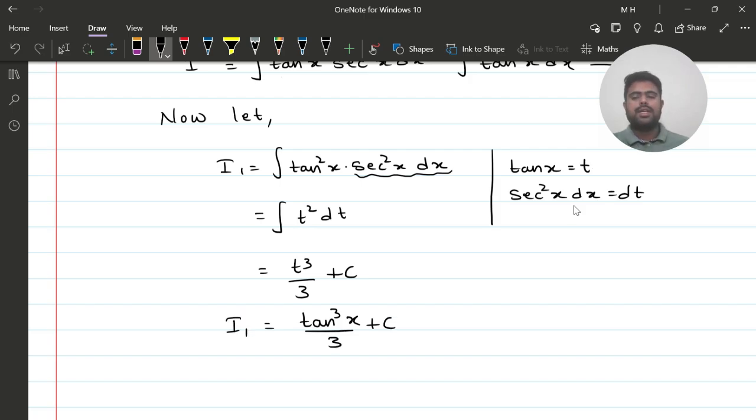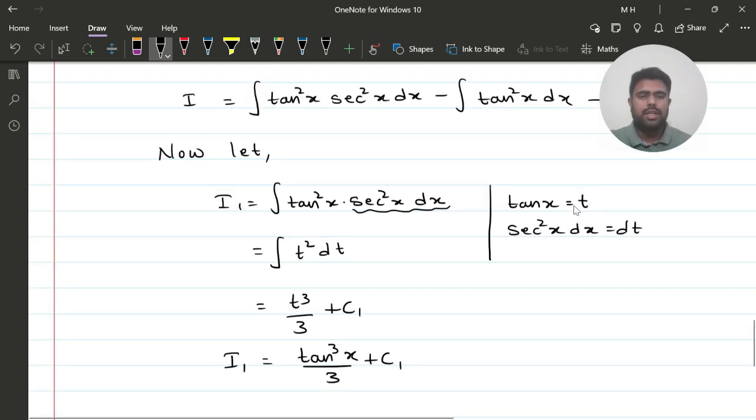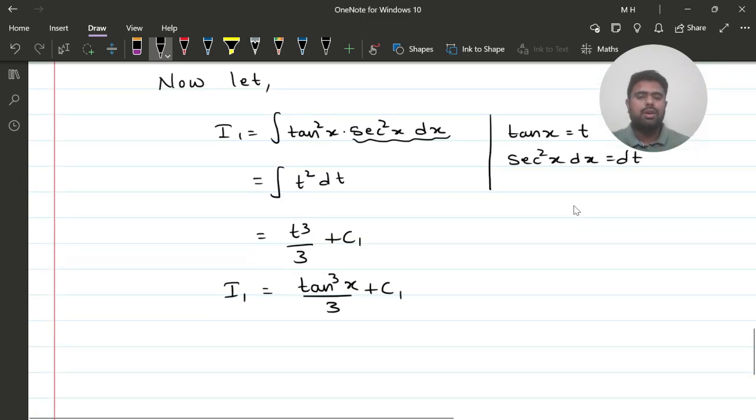So t cubed would be tan cube x by 3 plus c. I will call this I1, and for I1 I will call this constant C1. You know why? Because in I1 one constant comes and in I2 another constant comes, and we add both. Later on I will just generalize it as one particular constant. I will call this equation 2.